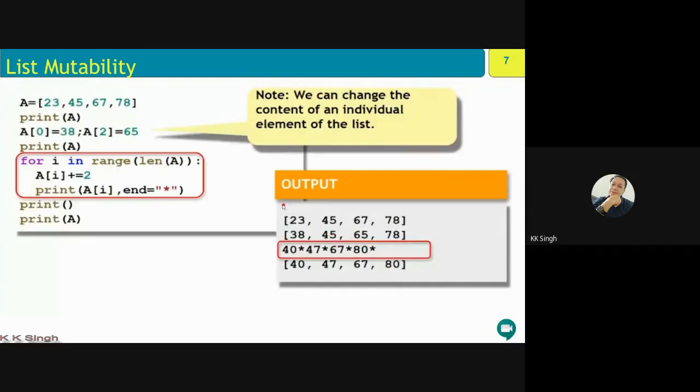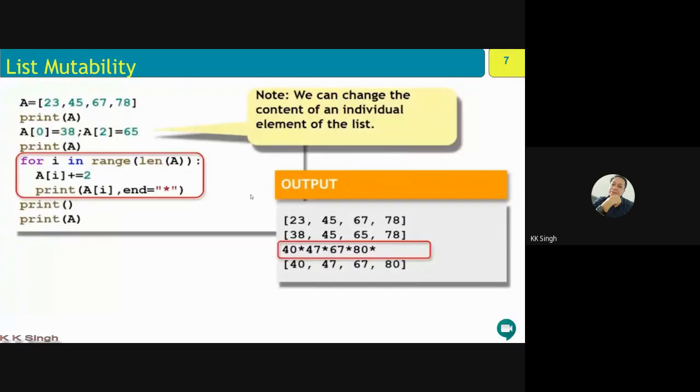In addition, if you want to apply any other operation, such as an arithmetical operation, that is also possible. So for I in range length of A, the length of A is 4, so it will run 0, 1, 2, 3, and every time I am adding integer 2 to the value of each index.